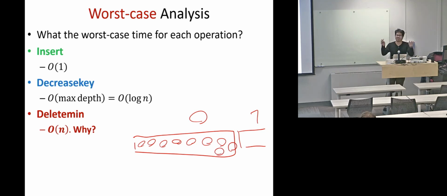For insert you do something trivial, just put everything in rank 0. But when you delete min, now you need to keep linking these trees until there is only one tree per rank at most. So that takes O(n). That's bad, right? But now I claim that actually the amortized cost for delete min is good.